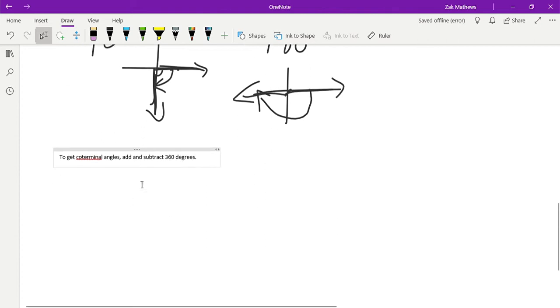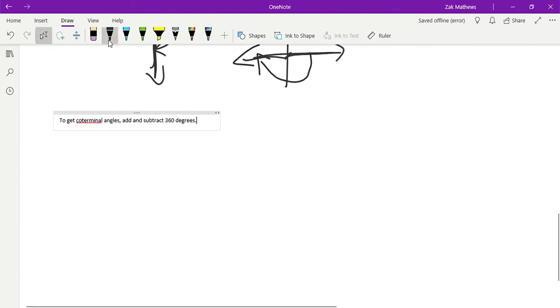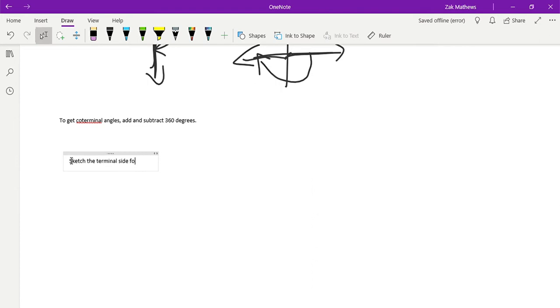So we're going to use all these ideas, we're going to put it all together now, and we're going to sketch the terminal side for some given angles. So let me type out the instructions. Sketch the terminal side for the given angle. Let's start with an angle of 30 degrees.